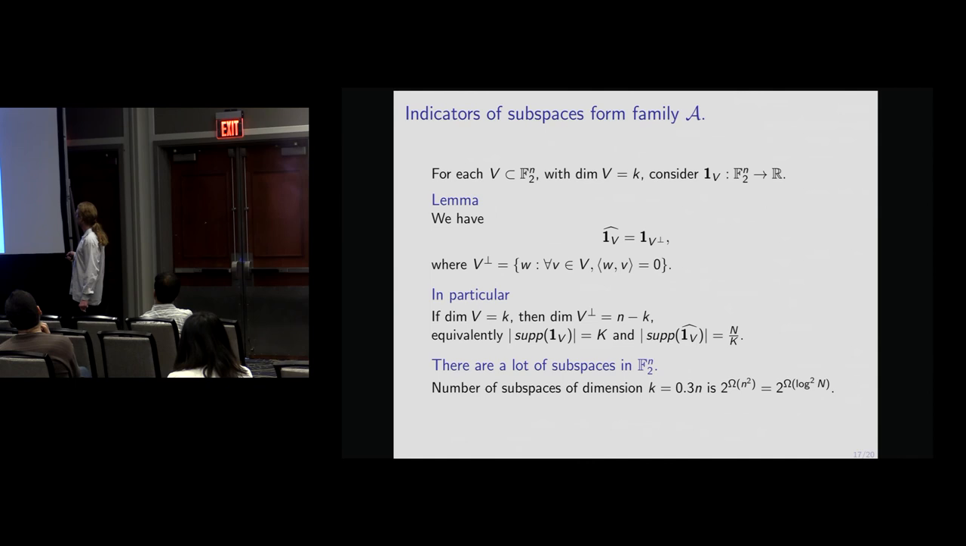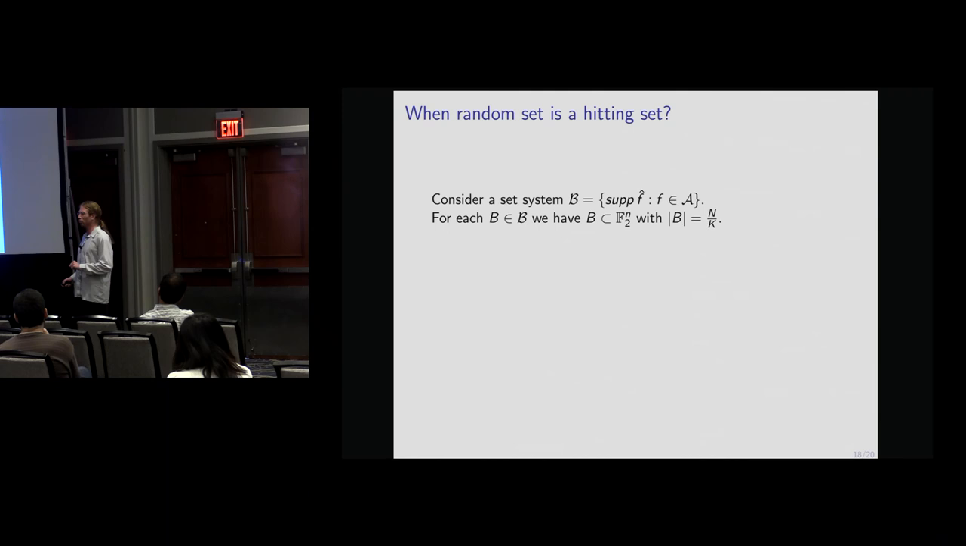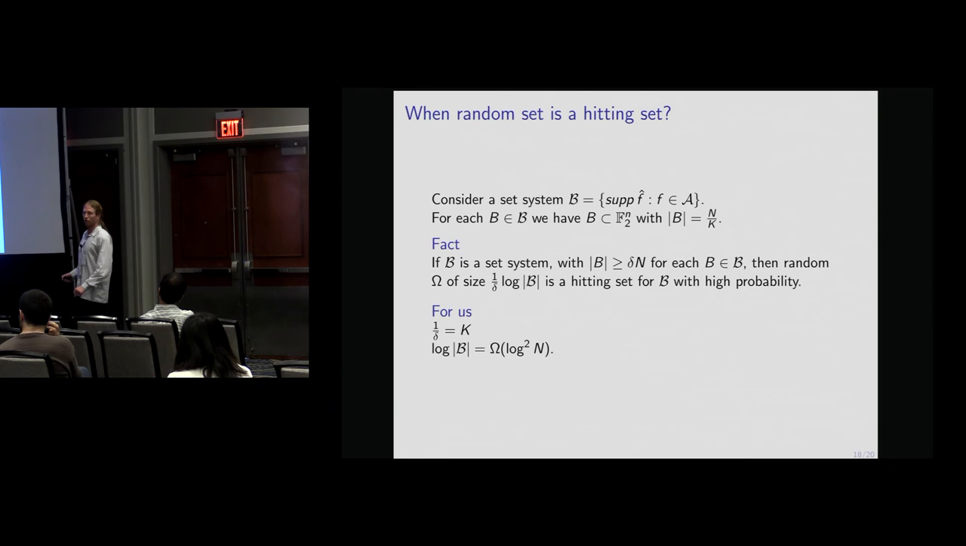Now, why does this construction seem to be useful? If we look at this as a set system, we want to understand when a random set omega becomes a hitting set for this set system. We have a set system of codimension k subspaces. I'm saying that in terms of upper bounds, if I have a bunch of sets of density delta, then a random set of size 1 over delta times log of the size of the family becomes a hitting set with high probability. If I plug in the densities, 1 over density is capital K, and the log of the size of the family is log squared n. So if I wanted to do a lower bound, I would end up showing that as soon as my set has size K log squared n, I'm getting a hitting set.